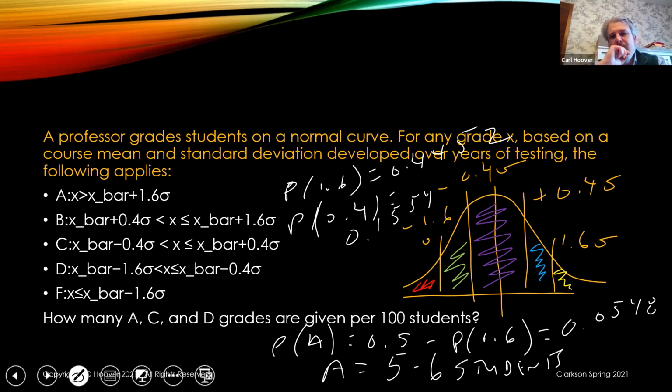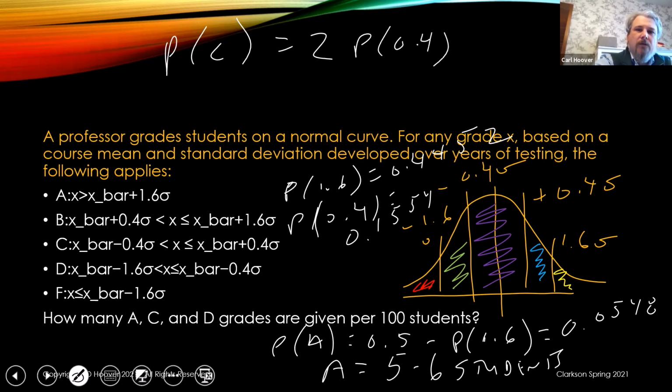Okay. And similarly, sorry, this is a little messy here. The question for C's, probability of C's. Well, that's the interval range between plus and minus 0.4. So it's really just 2 times the probability of 0.4 standard deviations. And so that's 2 times 0.1554. So that's 0.3108. So the number of students with C is equal to 100 times 0.3108.